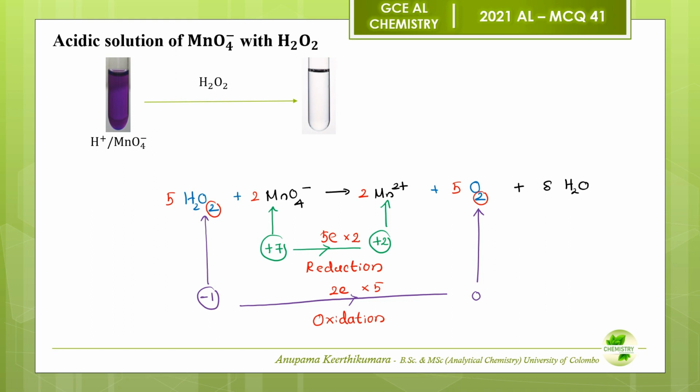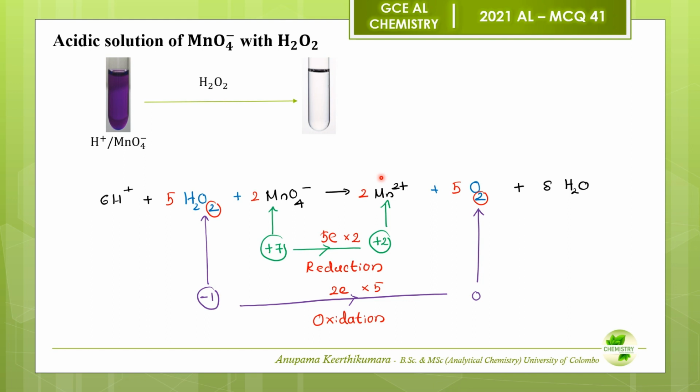Finally, balance the number of hydrogen atoms by adding H+ ions. There are 16 hydrogen atoms on the right and 10 hydrogen atoms on the left. Therefore, add 6 H+ to the left. This is the balanced ionic equation for the reaction between permanganate and hydrogen peroxide in acidic media.